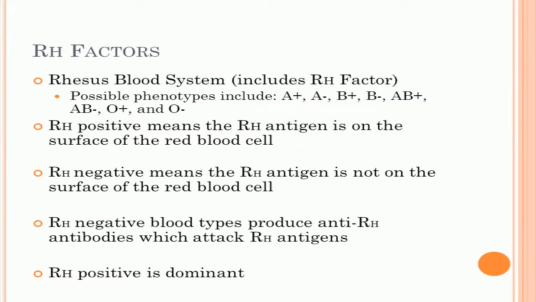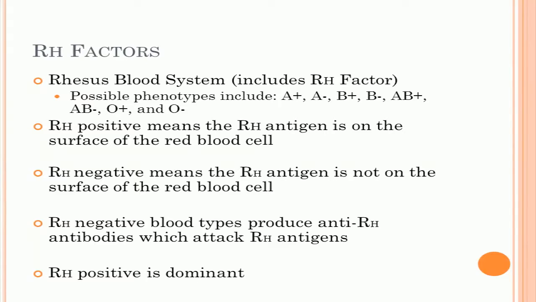The Rhesus blood system is an extension to the ABO system that also considers an Rh antigen. You may be most familiar with this system: A positive, A negative, B positive, B negative, AB positive, AB negative, O positive, and O negative are all the possible phenotypes when including the Rh factor. An Rh positive corresponds to the presence of the Rh antigen, while an Rh negative means that the antigen is not present. In this system, the universal donor is O negative.